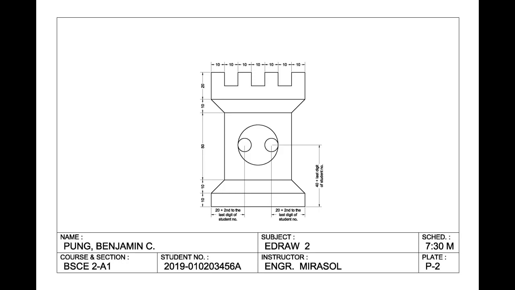We also notice that the dimensions of the rook are in multiples of 10, which would help us in drawing this using the snap and grid method and using the line command. Also, you would notice the center of the smaller circles are as follows. From the left corner, it is 20 plus the second to the last digit of your student number. And from the bottom, it is 40 plus the last digit of your student number. That will be mirrored on the second circle.